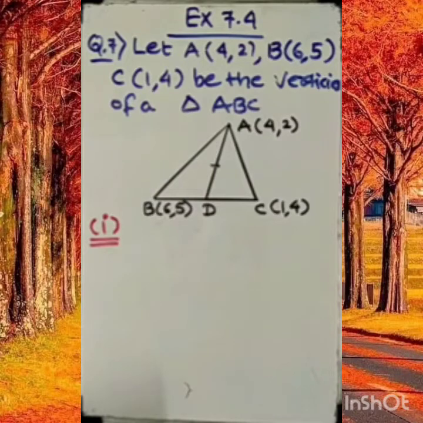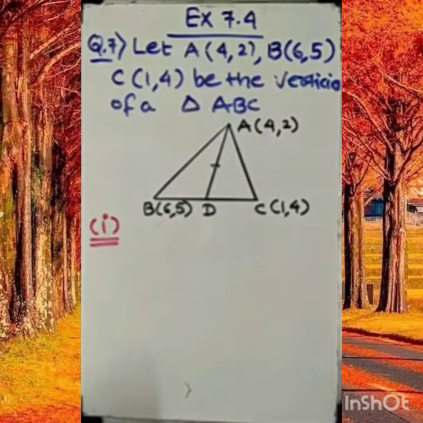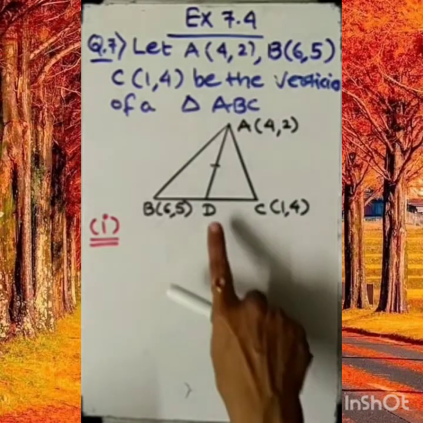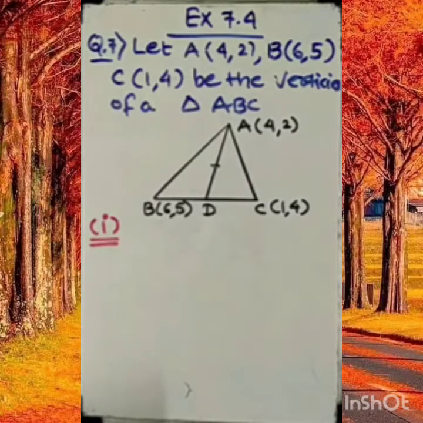Now, first question. The median from A meets BC at D. Find the coordinates of the point D. We need to find the coordinates of the point D here. This is the question. So, now let's start the solution.